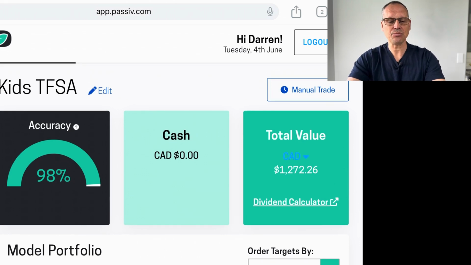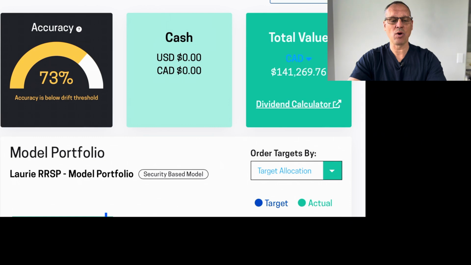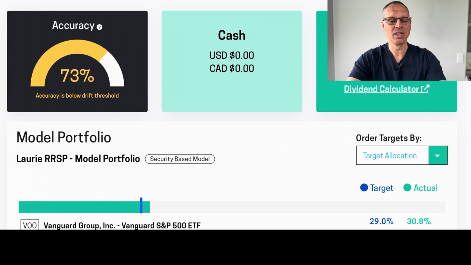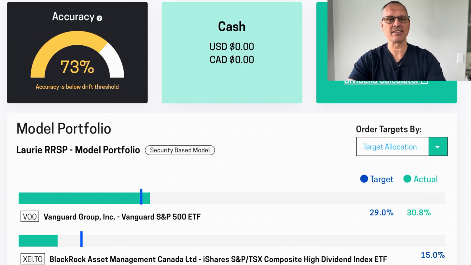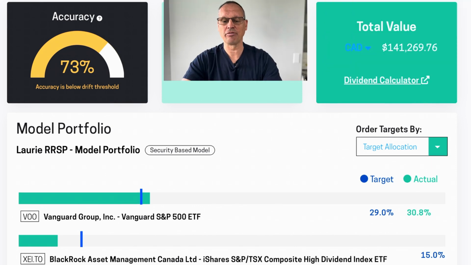All right, jumping down into my wife's RRSP. This account is at 73% accuracy. It's fairly low because I just changed the asset allocation within the last few months as I learned about asset allocation. This account's currently holding $141,269.